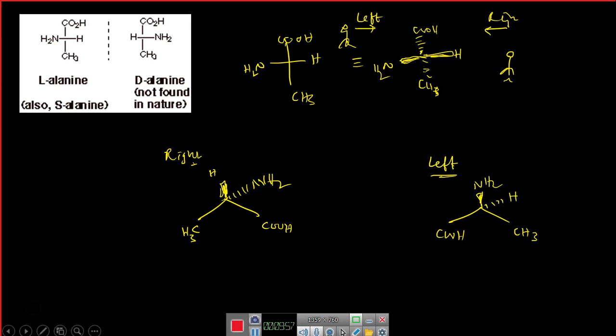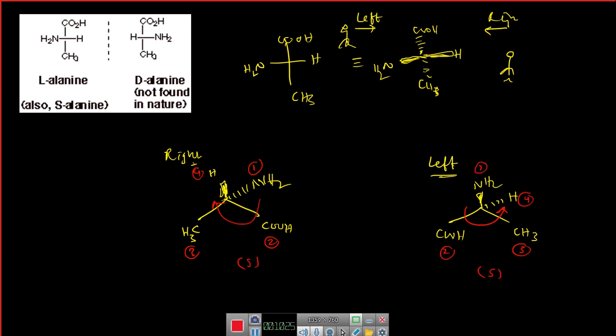Now we should not change the configuration. So 1, 2, 3, 4 is going clockwise, but the fourth priority, that means the fourth ligand, is near to the observer. So we have to change this to S configuration. So it is L-alanine, which is S-alanine. Likewise, you can also check the absolute configuration for the other wedge representation, which, as usual, is going anti-clockwise, and the fourth priority is away from the observer, so it is also S configuration. So when we are converting Fischer representation to wedge, we should not invert the absolute configuration. Always keep it in mind.